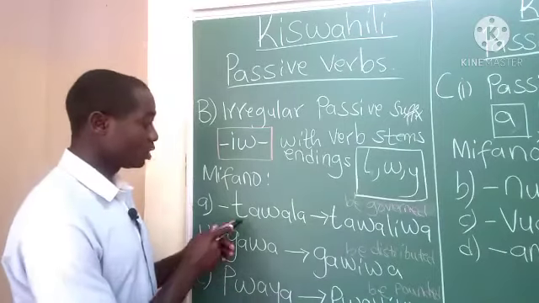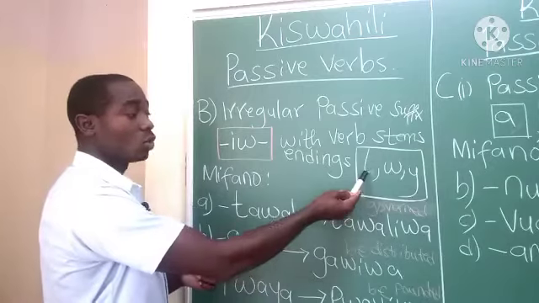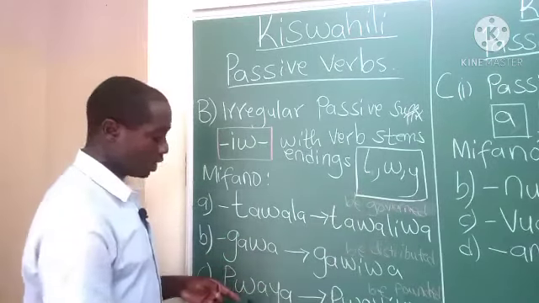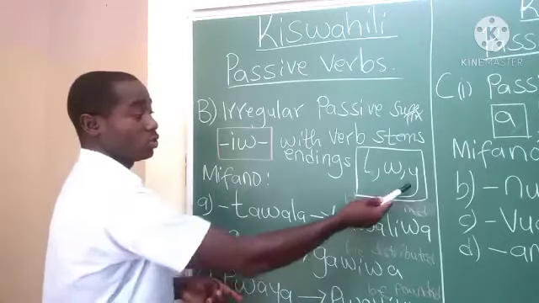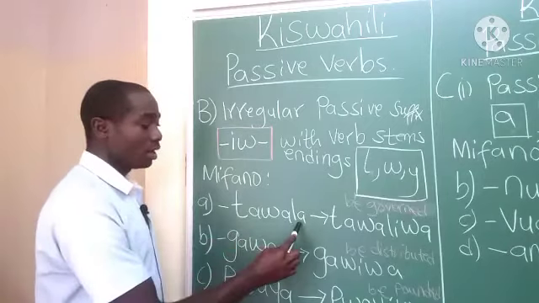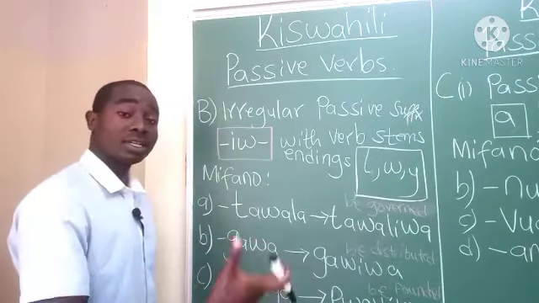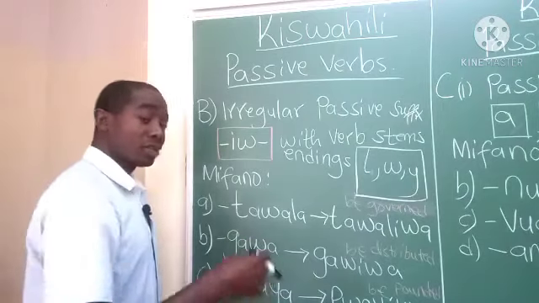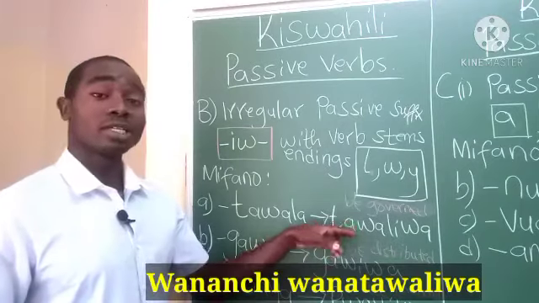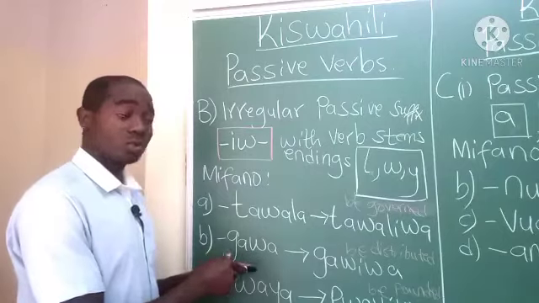So we can return to this first one, tawala. This L is in this group. We have L here, then W here. The last one is Y here. So we can start again. Tawala, to govern. Tawaliwa, to be governed. A president governs a nation, so the citizens are being governed. So tawaliwa, wananchi wanatawaliwa.